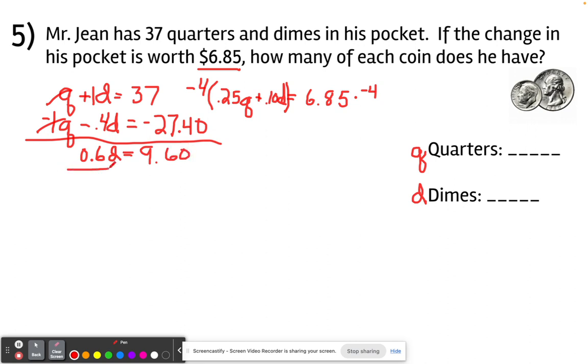Let's divide both sides by 0.6. This will cancel out, and it will leave me with d equals, I'm going to check my math because I don't trust myself, 9.6 divided by 0.6, 16. 16 dimes. Well, 16 dimes, by the way, is worth $1.60, so that's good to know.